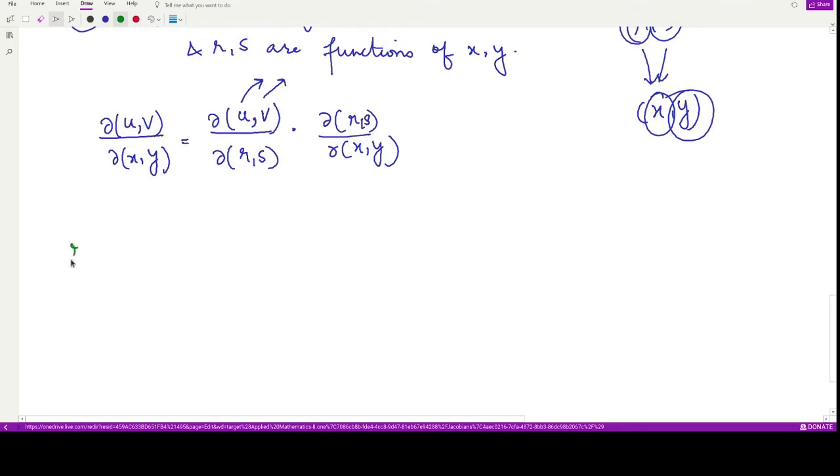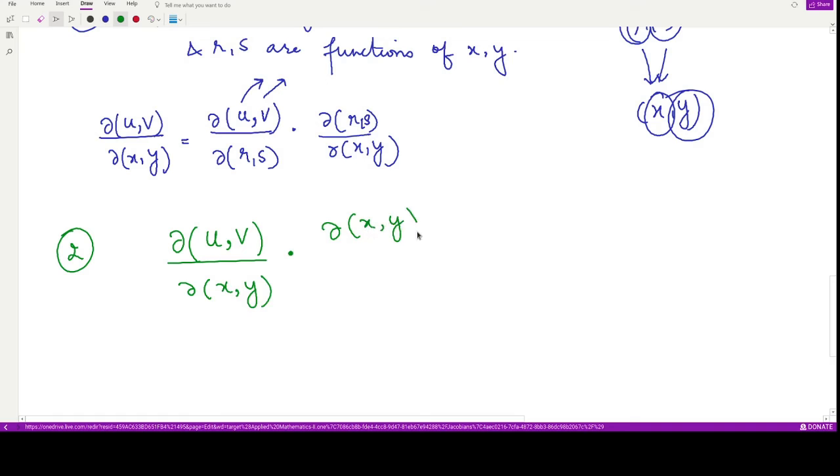Next we have the second property. It states that the Jacobian of u, v with respect to x, y, multiplied by the Jacobian of x, y with respect to u, v, is always equal to 1. This is the second property.